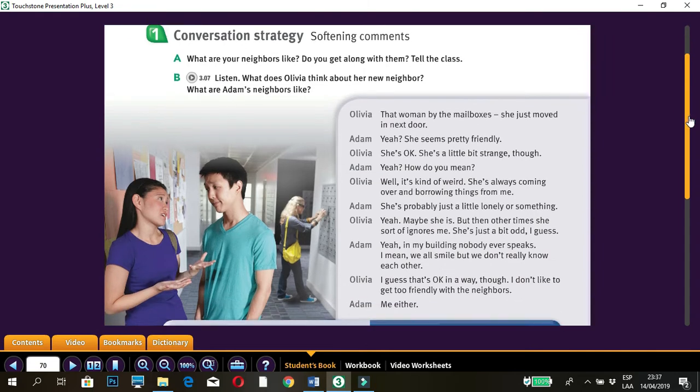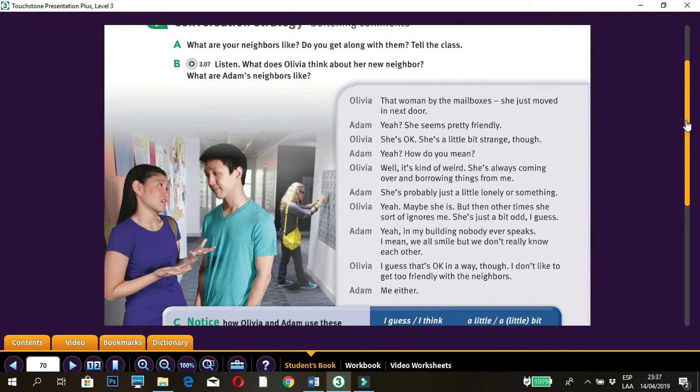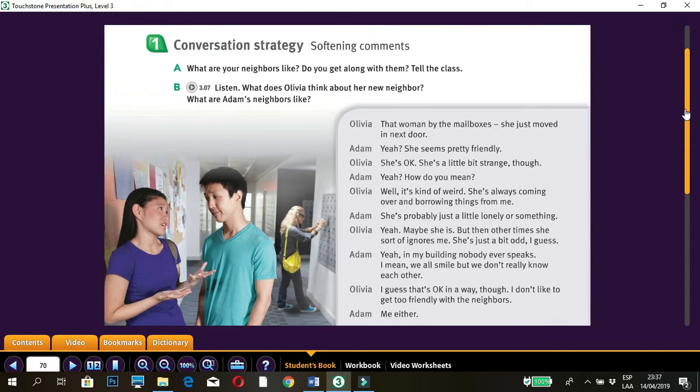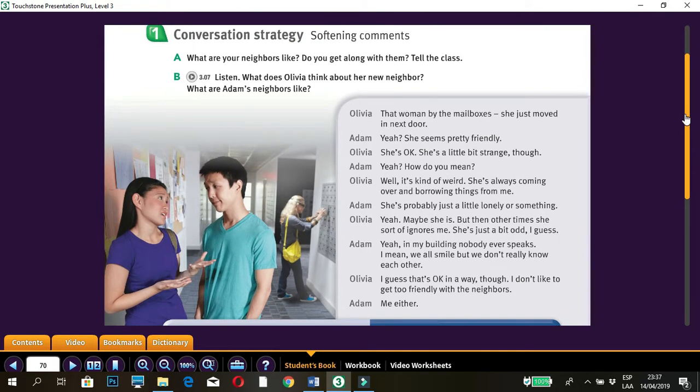Okay, so to begin, we're going to start with a dialogue here. And while we look at the dialogue, I want you to please listen and read, and think about the following questions. What does Olivia think about her new neighbor, and what are Adam's neighbors like? We're going to listen to the dialogue twice, and then we're going to see all the expressions that we're going to learn as conversation strategies. Let's do the listening.